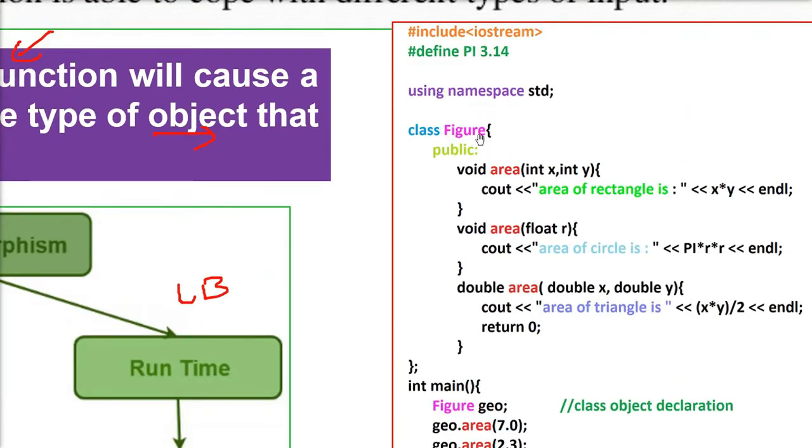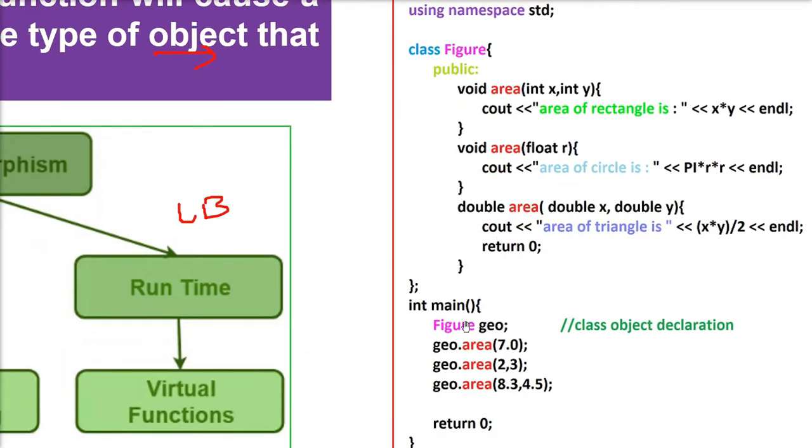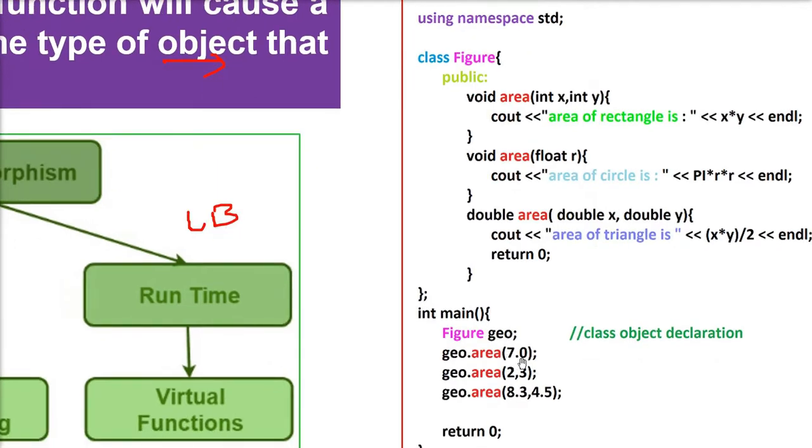So this is about the compile time. We have a class here which is called figure. Now we have three functions here. This class object is being made, geo, and geo.area is being called 3 times. Now the name of the function is the same. This is called polymorphism. That is, the name is the same, but depending upon the input, if you give 7.0, it is going to call the middle function. When you pass 2, 3, that is integers, it will call the first area function defined in the class. And the third call is going to call the third function in the class, which has 2 double values as the input.